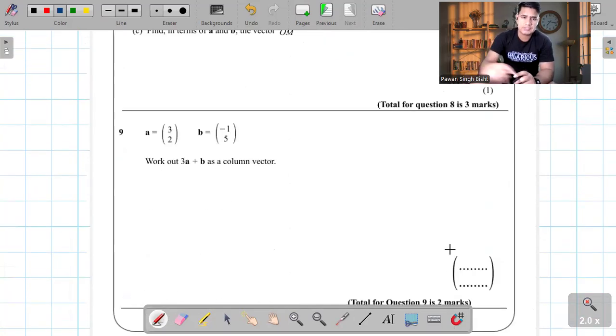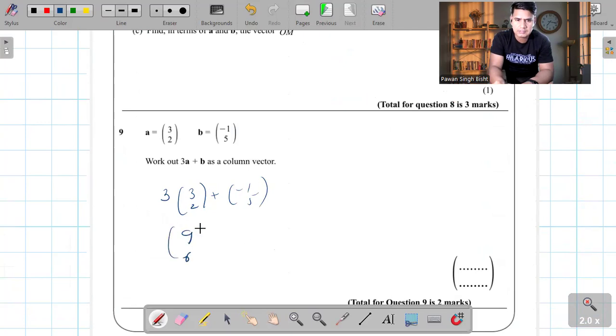Okay. Now next, work out 3a plus b as a column vector. Simple question. 3a is (3, 2) and b is (-1, 5). Multiply, so this will be (9, 6) plus (-1, 5). So your answer will be (8, 11), since 6 plus 5 is 11. That will be the answer, right? So I hope vectors is clear to you, right?